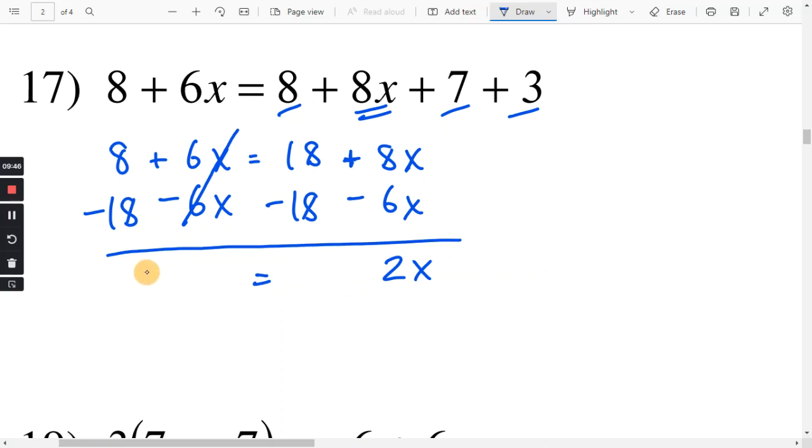8 minus 18 is going to give us negative 10. Okay, 18 minus 18 is just 0. It cancels. All right, we don't need to put plus 0 right here. It's not going to do anything. So we have x times 2. The opposite of times 2 is divided by 2. You want to do that to both sides. 2 divided by 2 cancels. That's just 1 or 1x. And negative 10 divided by 2 gives us negative 5.